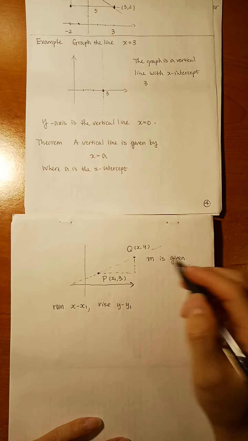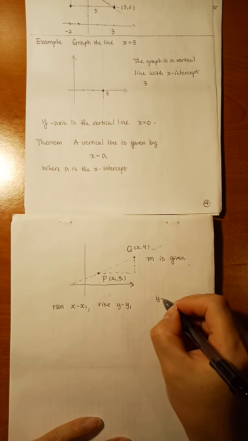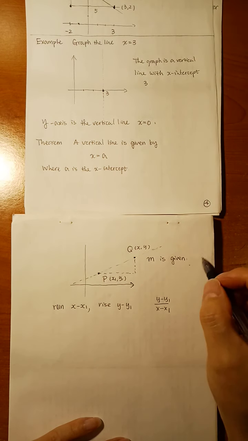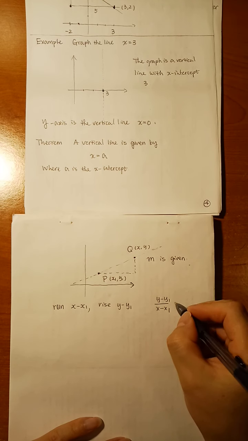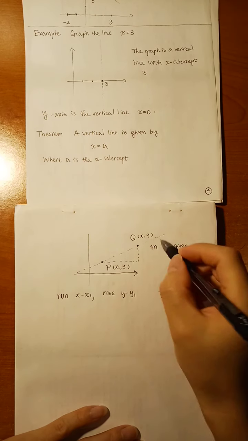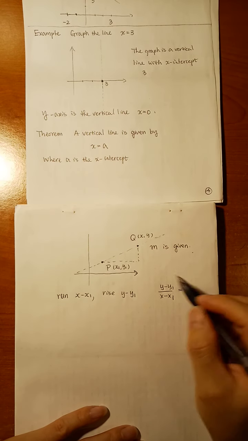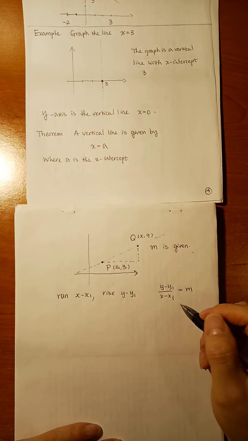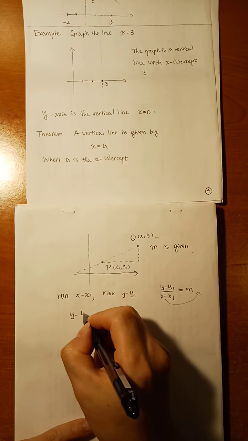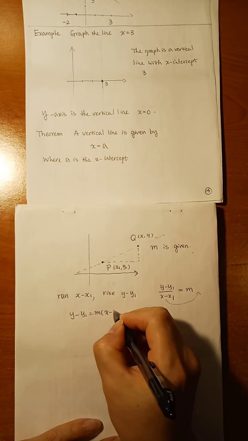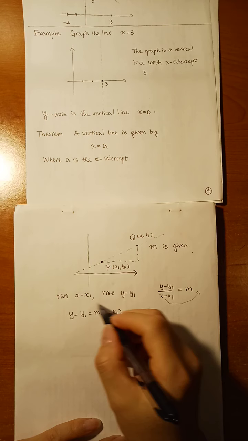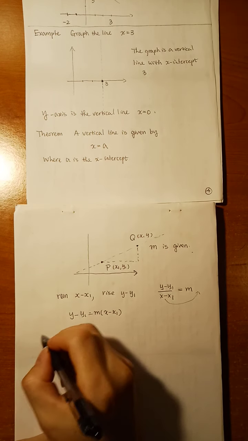So from the run rise definition, the slope is y minus y1 over x minus x1, the slope through those 2 points. But we know that slope has to be this m. So this ratio is equal to m. For an arbitrary point, this condition should be satisfied because they equal the same slope. Then I move this denominator to the right side. We will get y minus y1 is m times x minus x1. This is the multiplication.